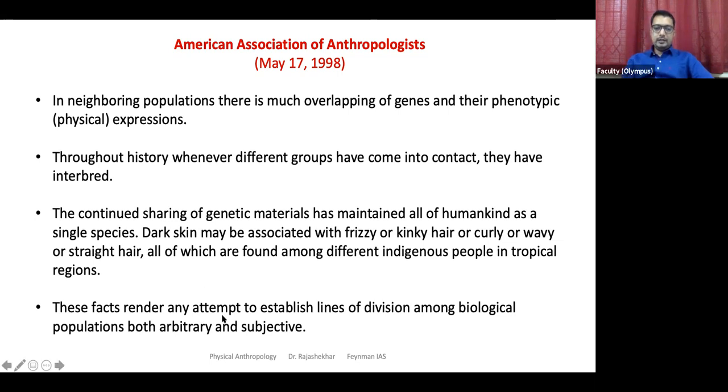And these factors render any attempt to establish lines of division among biological populations both arbitrary and subjective. So any attempts that people have made to classify races, they're arbitrary. There is no reason to it. And they're very subjective. Because they intend to do it. They're not objective in nature, they're subjective. They want to prove, they are biased. So this is a brief summary of the declaration given by the American Association of Anthropologists on Race.